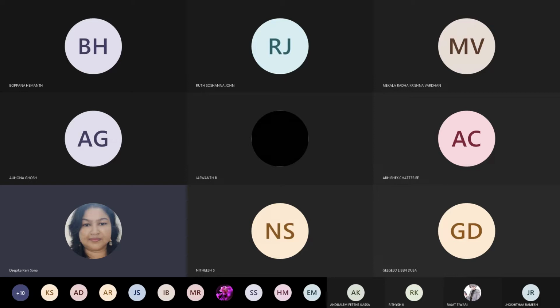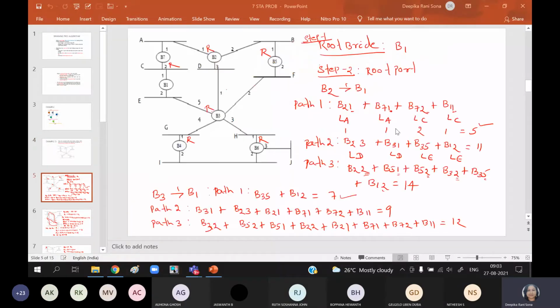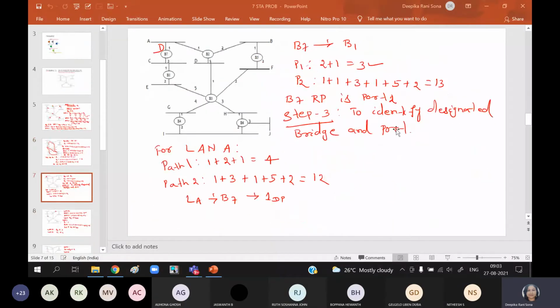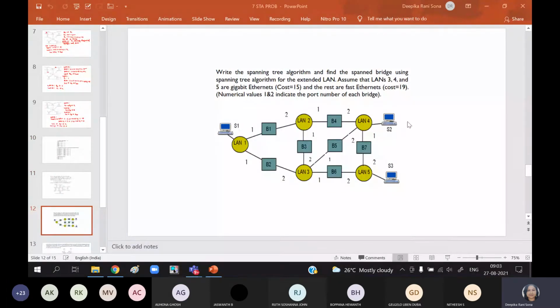Okay, so this problem we have seen in the last class. Today we are going to see the problem with different linking cost.